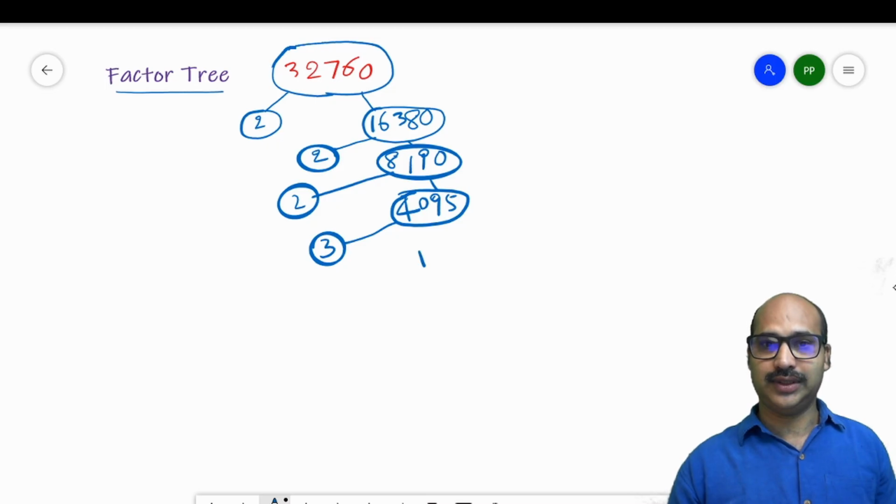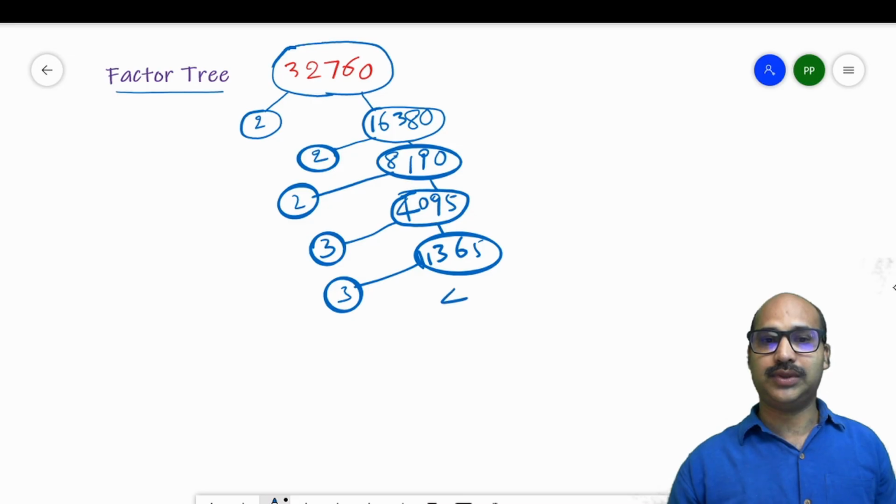3 ones are 3 and 1 0. 3 threes are 9. 1 9. 3 sixes are 18. 1 5. 3 fives are 15. 3 fives are 15. This value is now 1365. Let us factorize this with 3. 3 fours are 12. 1 6. 3 fives are 15. Again 1 5. 3 fives are 15.